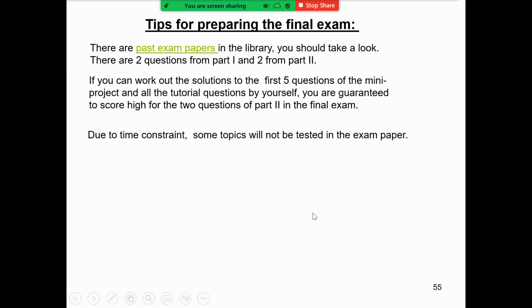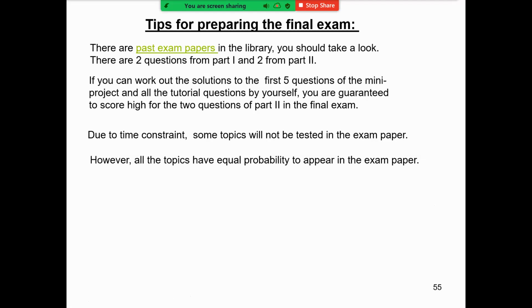Again, because we have many topics, we have 5 topics, some topics will not be tested in the exam paper. However, all the topics have equal probability to appear in the exam paper. Now, some students like to use the past exam papers to bet. Some topics may never appear. Don't do that. Don't do that.